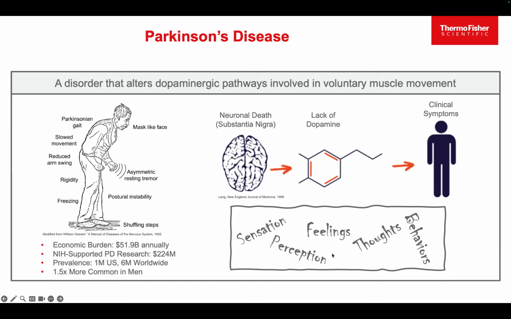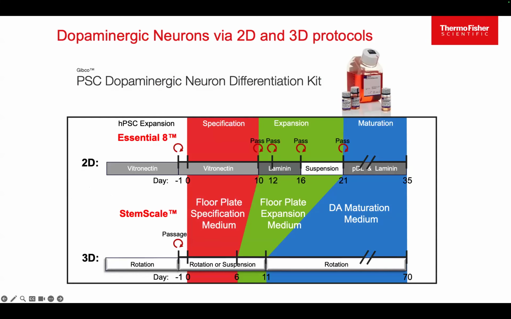So if we refer back then to those basic functions of the brain, sensation, perception, feelings, thoughts, and behaviors, you can imagine how loss of these very specific dopaminergic neurons and that blunting of the nerve endings could be very catastrophic. And it really is a massive problem, as you see across the bottom left here. And so, as I promised, just to shed a bit of light on some of the work that we've been doing in this space, what we're looking at here is experimental conditions, comparing a 2D and 3D floor-plate derivation, again using our PSC dopaminergic neuron kit.